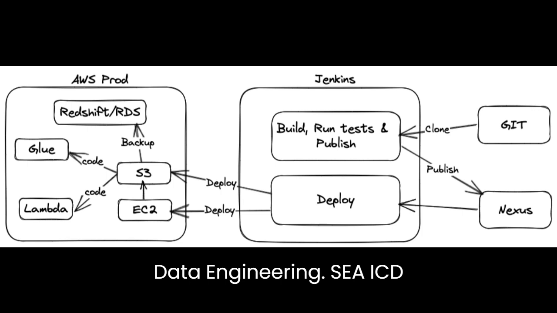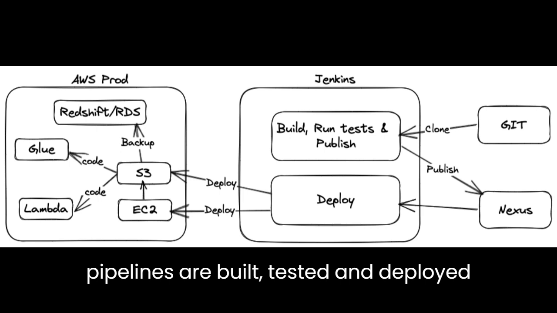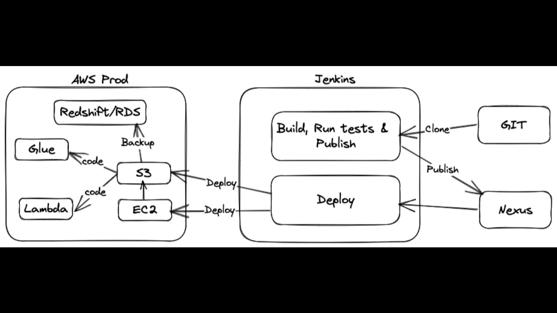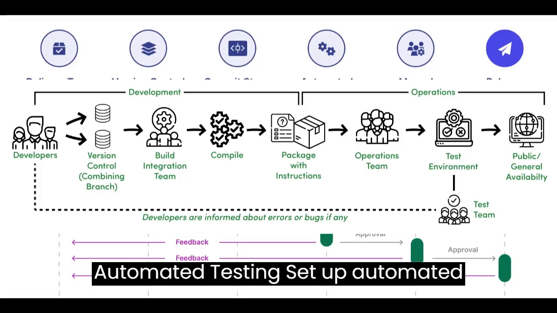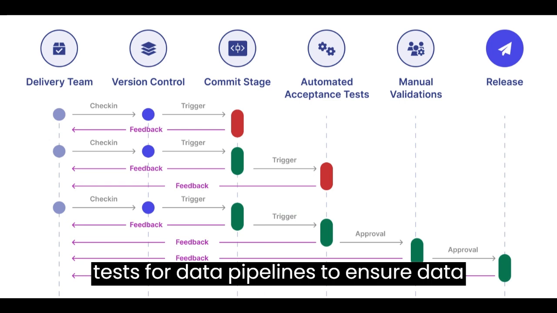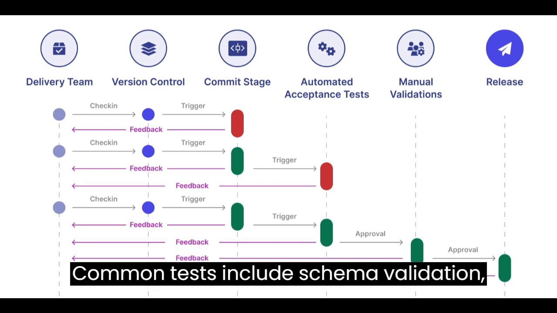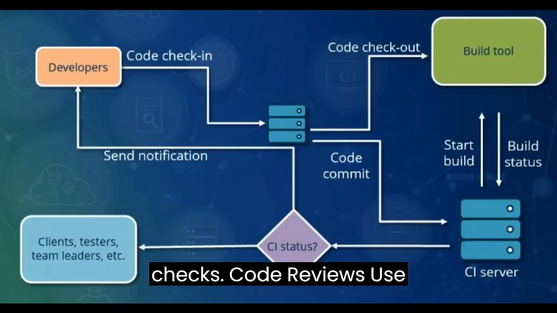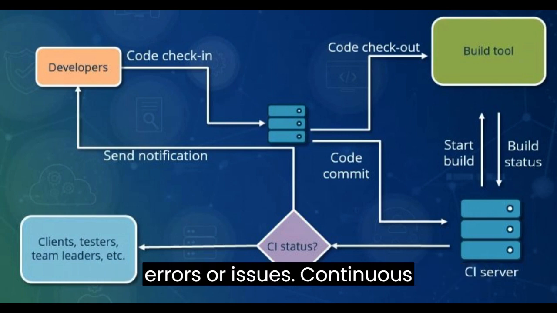CI/CD in data engineering. CI/CD practices help ensure that your data pipelines are built, tested, and deployed in a systematic and automated manner. This reduces the risk of errors and enables faster development and deployment cycles. Continuous integration, CI. Automated testing. Set up automated tests for data pipelines to ensure data quality, consistency, and accuracy. Common tests include schema validation, data validation, and statistical checks. Code reviews. Use code reviews to maintain code quality and ensure that changes do not introduce errors or issues.